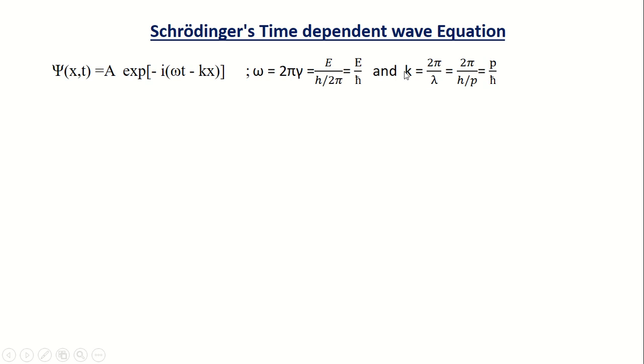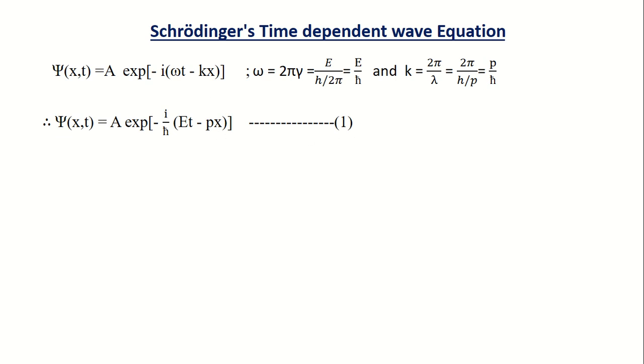Similarly k is the wave number, which is given by 2 pi by lambda. Now lambda is the wavelength of the matter wave, which is given by h upon p, and this p we can take into the numerator and 2 pi we can take as the denominator of h, and this becomes p by h cross. So replacing omega and k in this equation by E by h cross and p by h cross, we get this equation 1. Psi of x, t is equal to a into exponential, h cross we can take outside the bracket common, so minus i by h cross into (E t minus p x). So this is our equation 1.